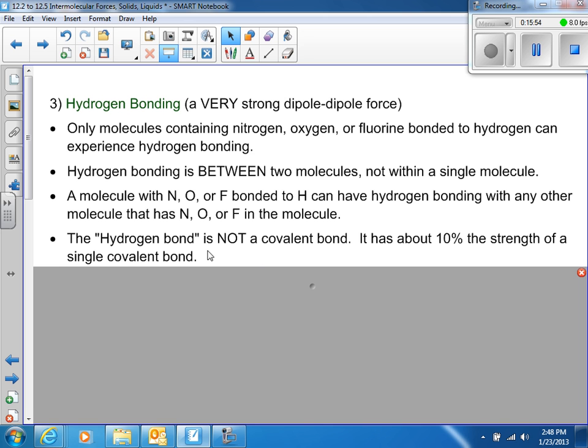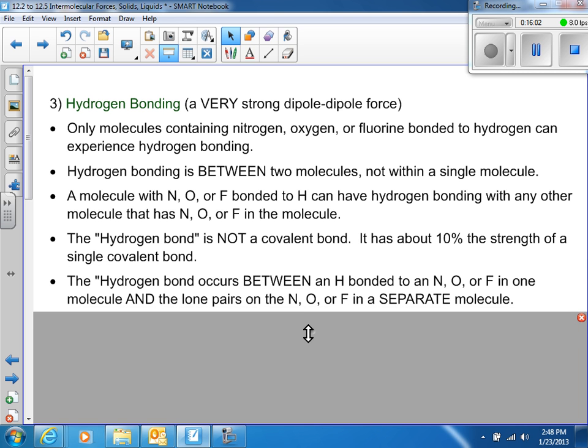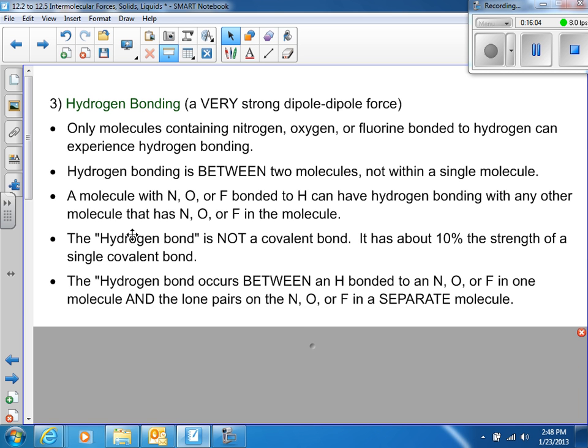When we say hydrogen bond, we're not talking about a covalent bond. Electrons are not shared. These hydrogen bonds have about 10% the strength of a single covalent bond. And this is so important, this piece right here, very important.